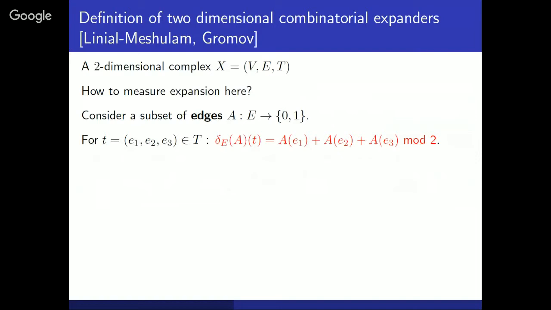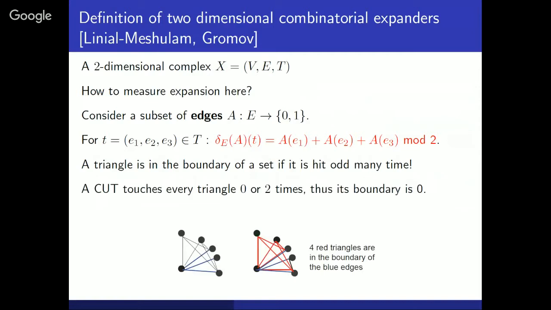Like before, in the one-dimensional case, we counted the edges that were in the boundary if they hit a vertex an odd number of times. Now, a triangle will be in the boundary of a set of edges if it is hit by the set of edges an odd number of times. So we go along the triangles and see how many edges from the set are in each triangle. If this number is odd, we say that the triangle is in the boundary, otherwise it's not. So for example, in my picture down there, if our set of edges are the blue edges, then all these red triangles hit this set an odd number of times, so all these red triangles will be in the boundary.